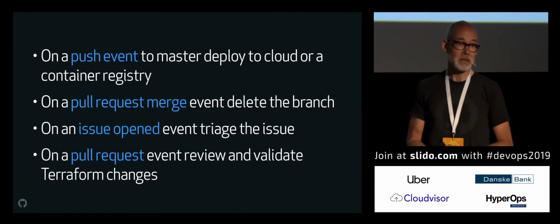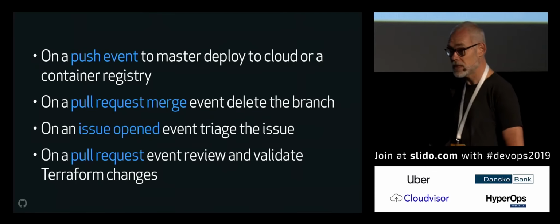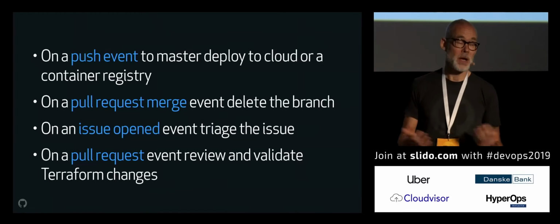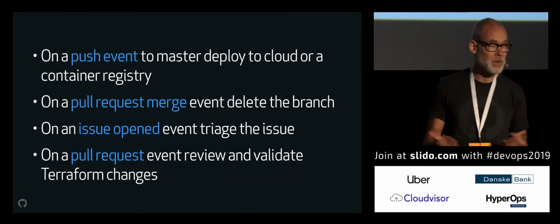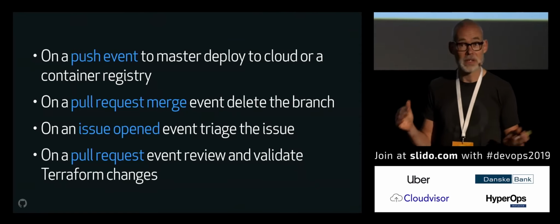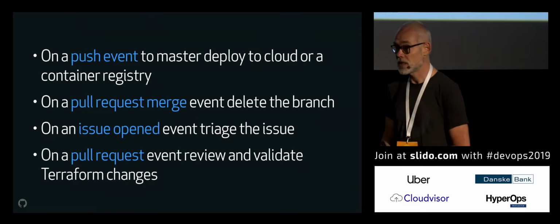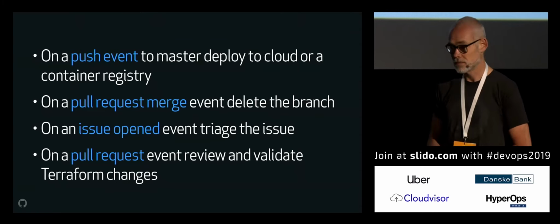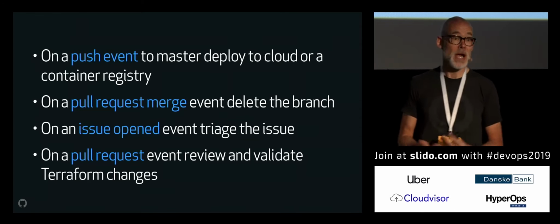Also on a push event you can deploy to cloud vendors; the most common cloud vendors are supported by GitHub Actions. And on a pull request merge event, there's for example already an action that can delete a branch automatically. This is not something that happens automatically on the GitHub platform. If you merge a pull request, there is a button that allows you to delete the branch, but it's not required. You might want to keep it. But in some organizations, people say, whenever you merge in your feature branch, just delete it. So you can automate that using a GitHub action. On an issue opened event, you can triage an issue, for example.